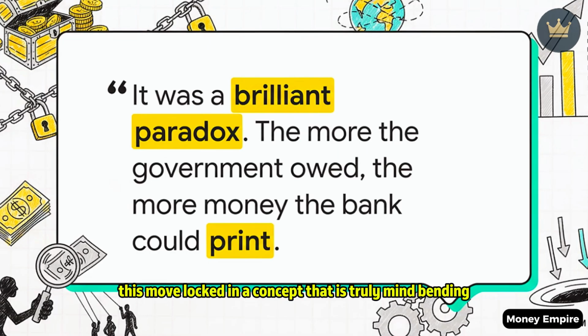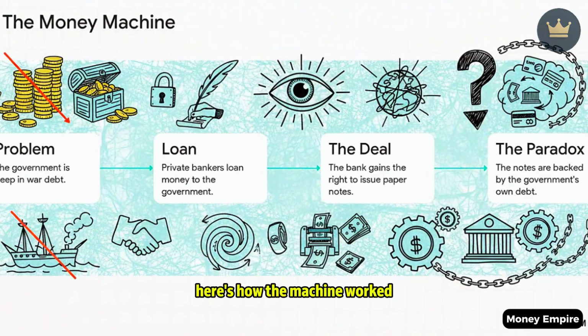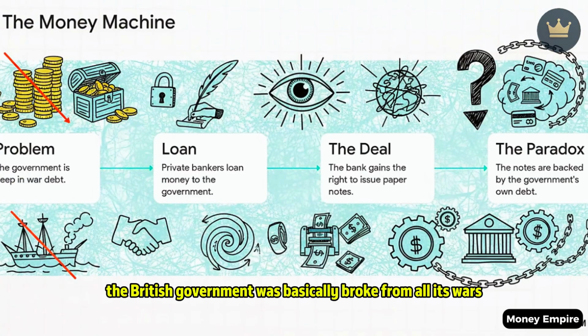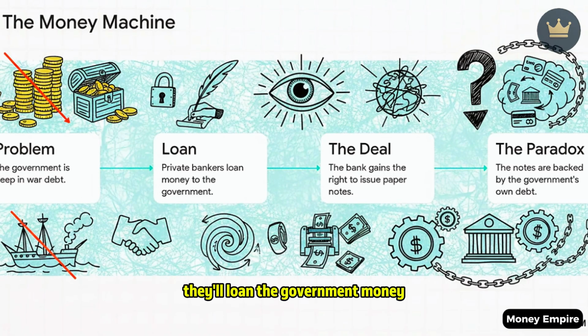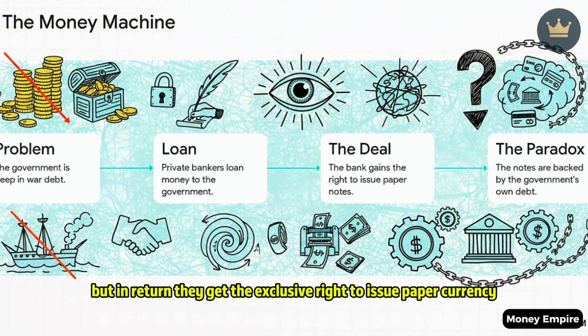This move locked in a concept that is truly mind-bending, a brilliant paradox that would fuel the British Empire for the next couple of centuries. Here's how the machine worked. The British government was basically broke from all its wars. So, a group of private bankers makes them a deal. They'll loan the government money, but in return, they get the exclusive right to issue paper currency.